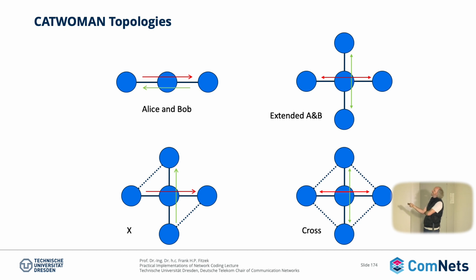Alice and Bob, extended Alice and Bob, which means that the relay will only XOR packets of the same flow, and by that not create problems of robustness. If you need the overhearing, then it's more efficient, especially in the cross, in the coding, but there's vulnerability if you really lose one of the overhearing opportunities.